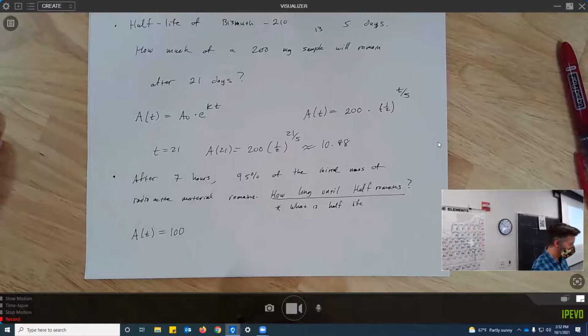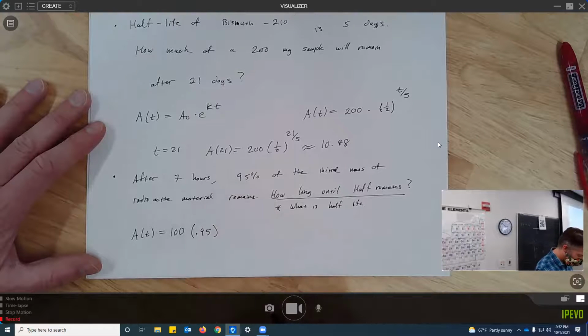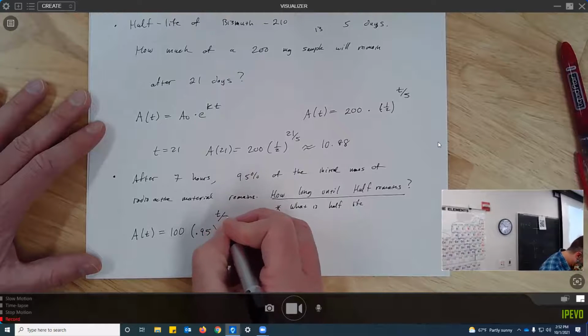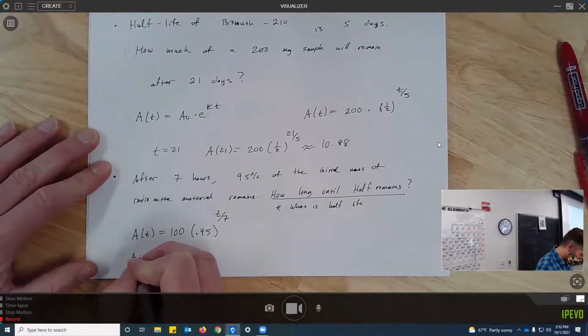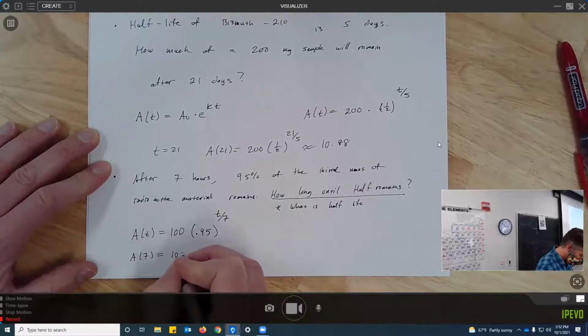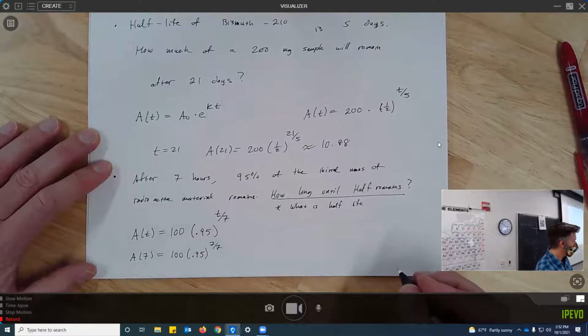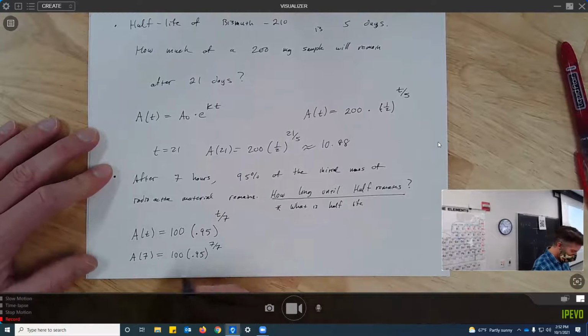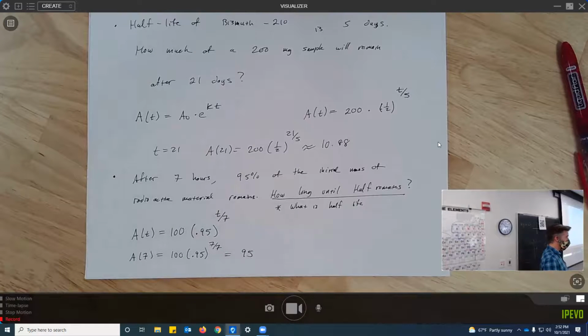And then I know that I'm going to have 0.95 to the t over 7. So let's check and make sure this is right. If my formula is right, 7 hours later, I should have 95% of what I started with. Oh, that totally works. 7 over 7 is 1. Anything to the first power is itself. And 100 times 0.95 is 95. So I definitely ended with 95% of what I started with, which is 100.